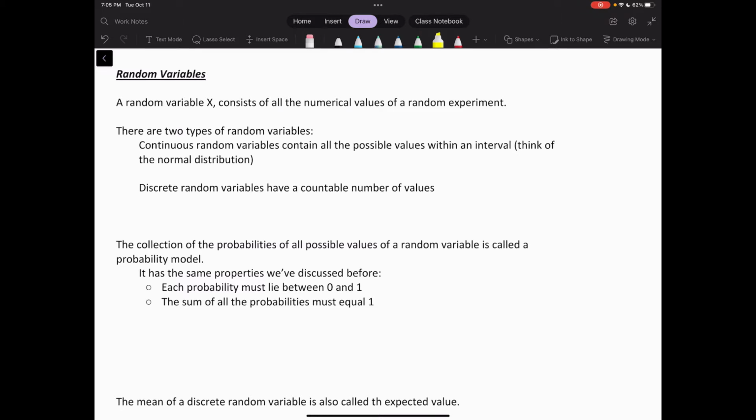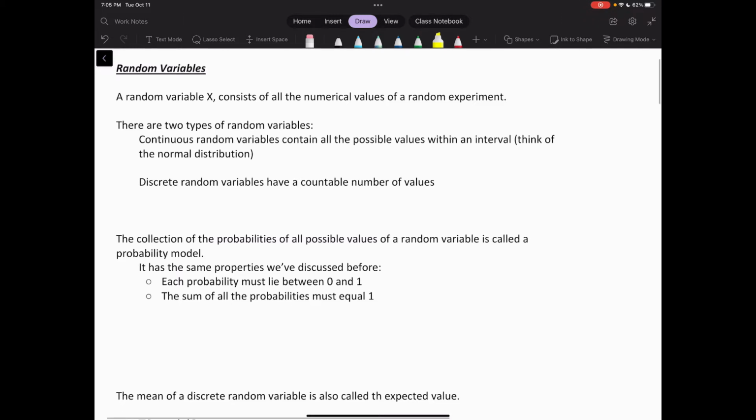Okay, so in this chapter and the next chapter, we're going to be dealing with some examples of discrete random variables. We've already kind of touched on continuous random variables with the normal distribution. And so for the next two chapters, we're going to talk about some discrete random variables.